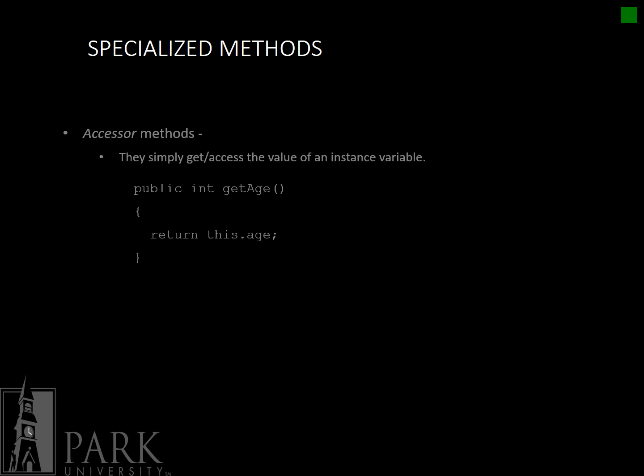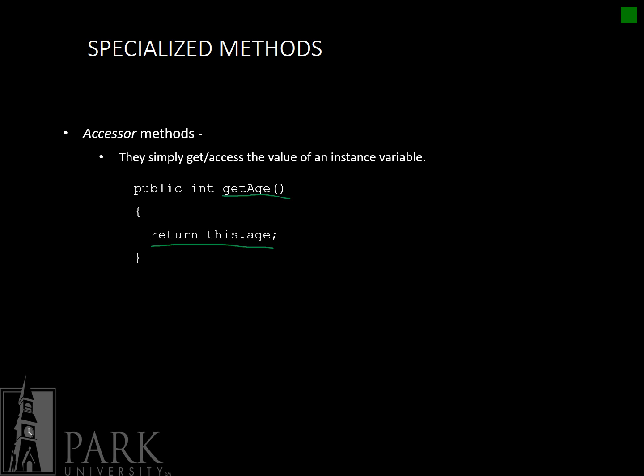Now finally, the last thing I want to talk to you about in this unit is specialized methods. There are 3 specialized methods that we're going to discuss, and those are the accessor, the mutator, and the Boolean methods. Accessor methods simply get or access the value of an instance variable, as shown in this example. So here we've got getAge. Well, return this age. Pretty straightforward, about as bare bones as you can get. Now, typically, we might add a lot of additional logic checks and other things to this method, but for now, this is simply all it does.